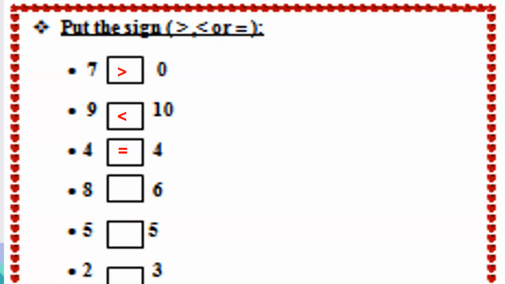And then we have number 8 and number 6. Which number is bigger? Number 8. So the fish will eat the biggest number, number 8. Very good, ya Yasin. So 8 is bigger than 6. And then we have 5 and 5. Yes, ya Ali and Yasin, 5 and 5. It will be equal.